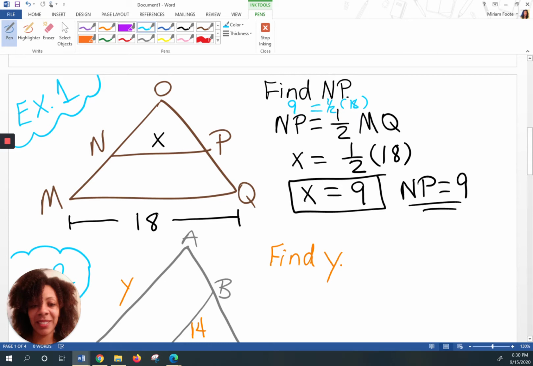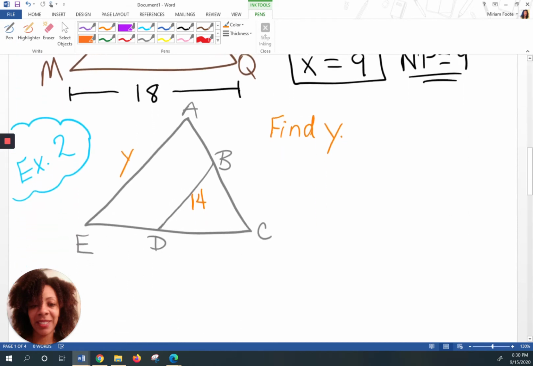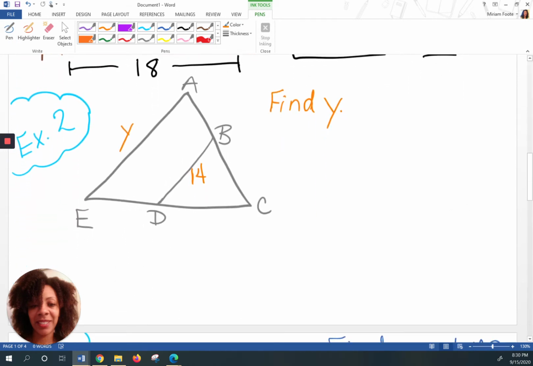So that makes sense. The next one, they're asking me to find y, and you will notice that the triangle is not always upright. Sometimes it's turned on its side. So what you're looking for is the midsegment. In this instance, the midsegment is segment BD, and you want to know which side is parallel with it. It's not EC, that's not parallel. So you again need to understand what parallel means. Segment BD is parallel to segment AE.